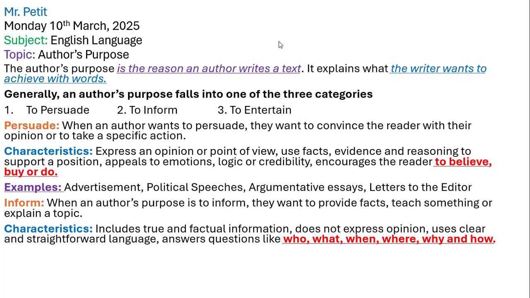Now, if the author's purpose is to inform, then they're just basically giving you information. If you want to persuade, it will be like a political speech, an advertisement, an argumentative essay, or a letter to the editor. But where would I find text where the purpose is just to give information? What comes to your mind when you think about stuff that's just there to inform?